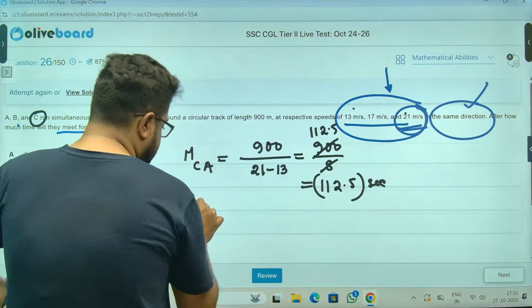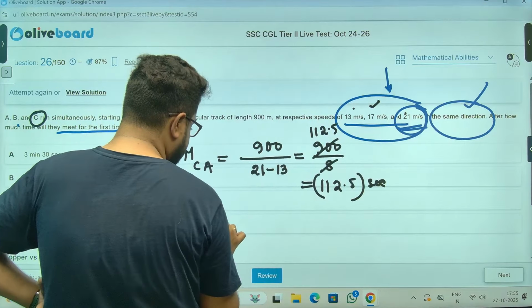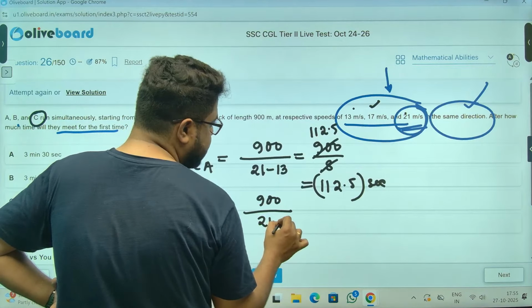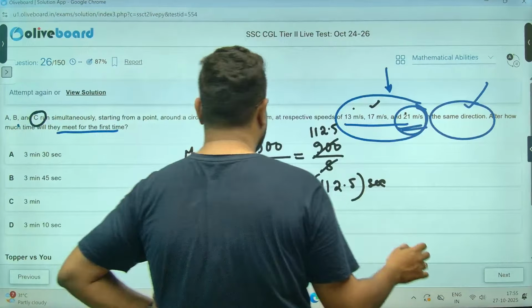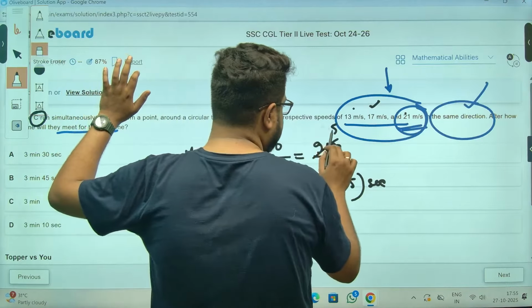Achha. Again, find C, the highest speed, with the other one, B. So again, 900, the relative speed is minus 17. So that will be, sir. Achha, do one thing, sir. Do one thing, because the value is pretty good.